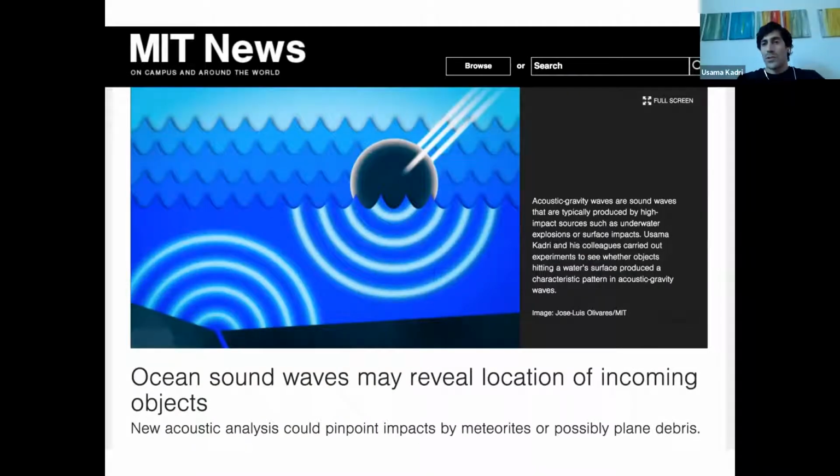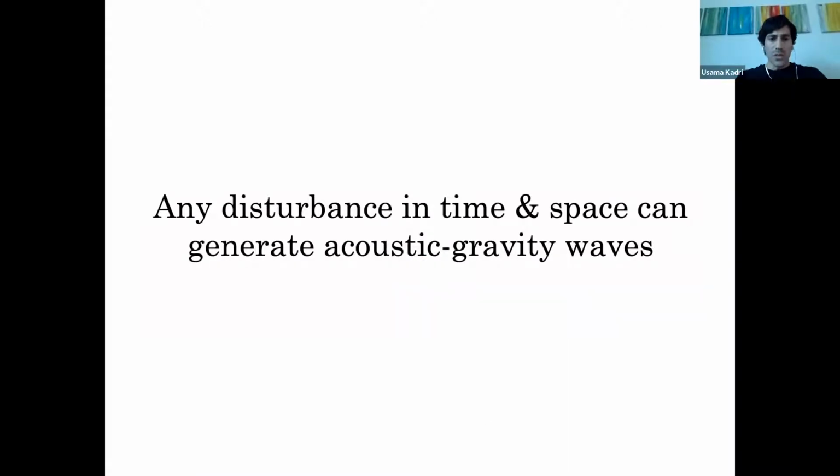When you have an impacting object on a water surface, that can generate acoustic gravity waves, which could give some details on the location, for example, of that impacting object, right? If we're able to analyze the sound that is generated from the impacting object. Okay, so in fact, any disturbance in time and space can generate acoustic gravity waves, right? So you can think about it as the analysis where you include both gravity and compressibility of the medium. Doesn't matter how slight compressibility is and how small the gravitational effects are.